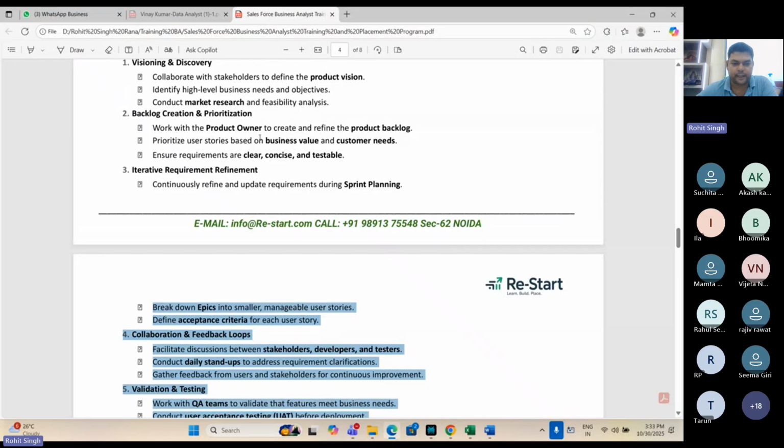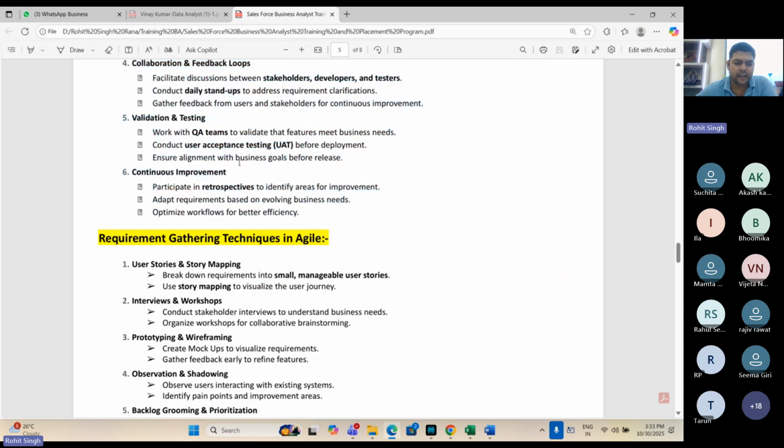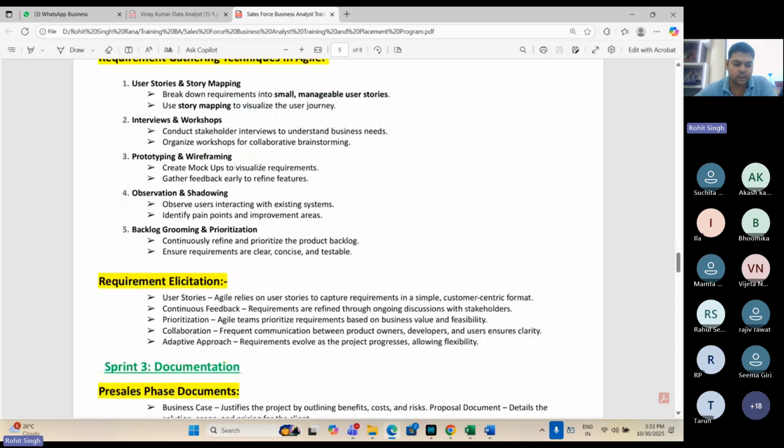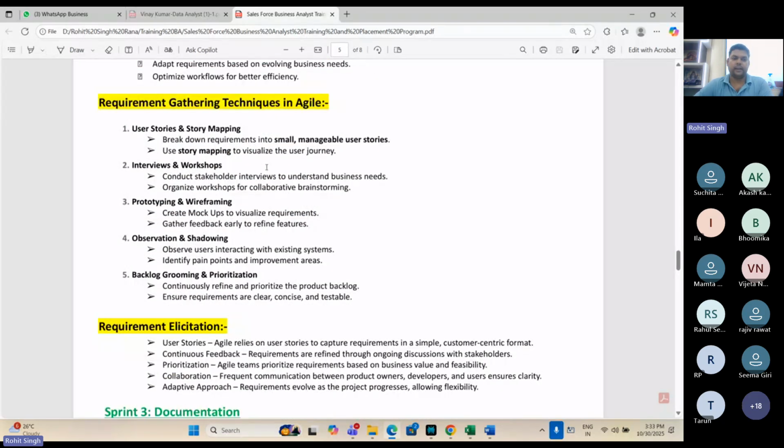Okay, then come different techniques. Guys, techniques totally depend upon company culture. Okay, there are different techniques. JAD sessions, joint application development sessions, questionnaires, interviews, surveys, prioritization, prototyping, wireframing. These are different techniques. Group discussions and brainstorming sessions.